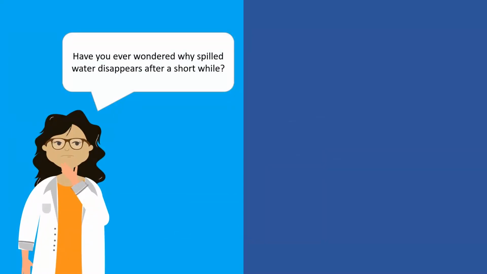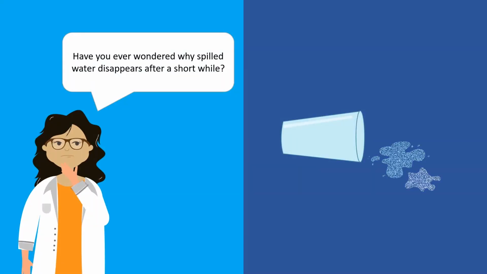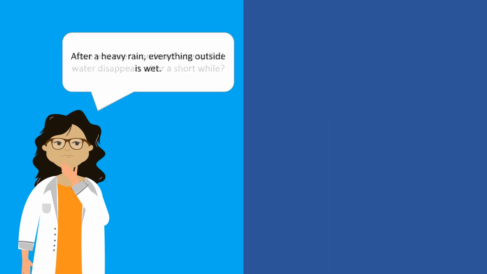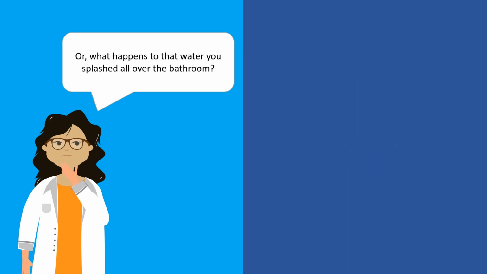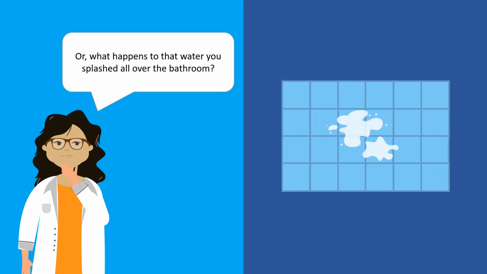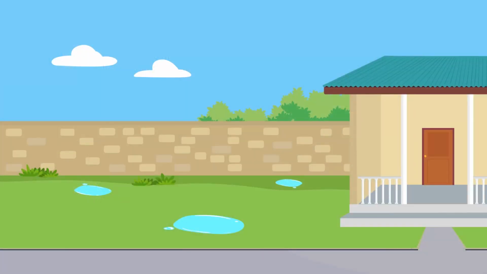Have you ever wondered why spilled water disappears after a short while? After heavy rain, everything outside is wet. Have you ever wondered how, after a while, it becomes dry all by itself? Or what happens to that water you splashed all over the bathroom? All of this occurs because of evaporation.